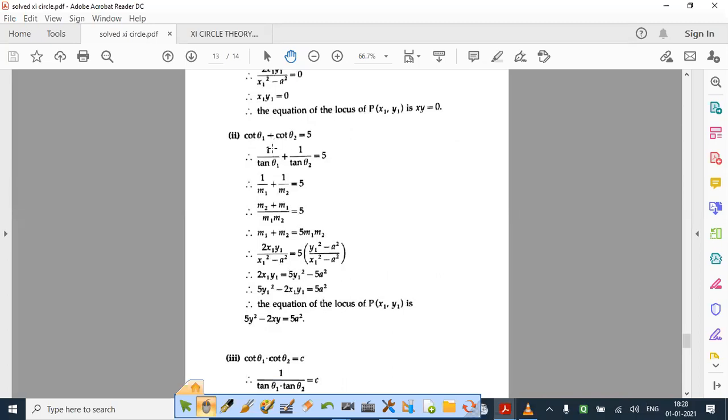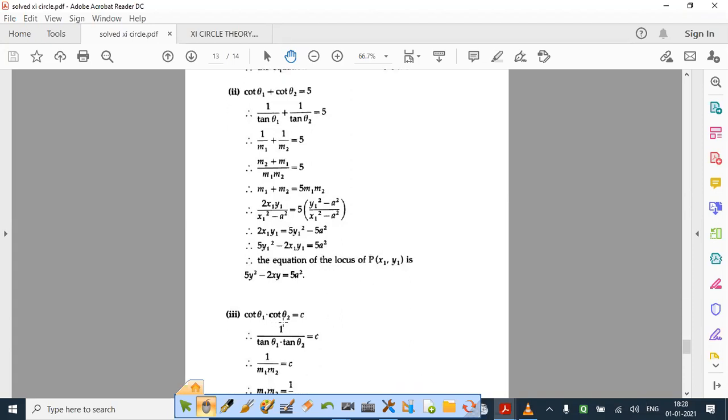Second, cot theta 1 plus cot theta 2 is 5. That is 1 upon tan theta 1 plus 1 upon tan theta 2 equal to 5. Substitute, rearrange the terms. m1 plus m2 is known, m1 m2 is known. On simplification, you get the locus as 5y square minus 2xy equal to 5a square.